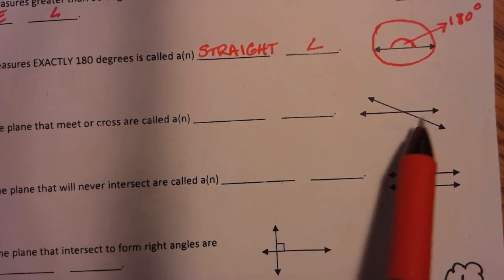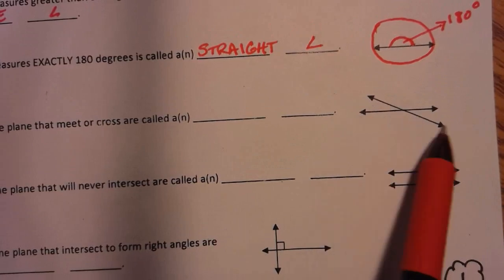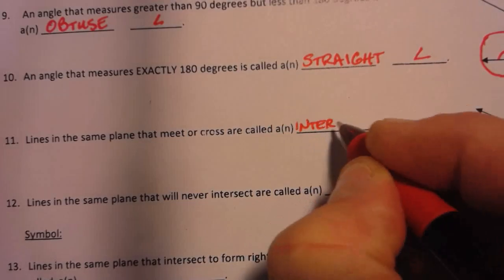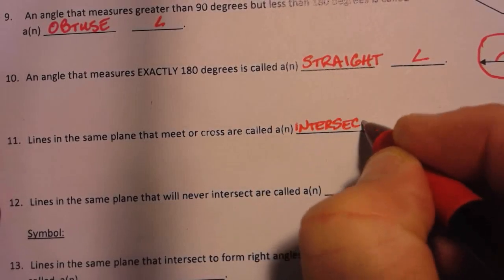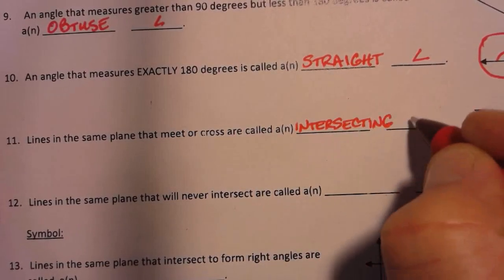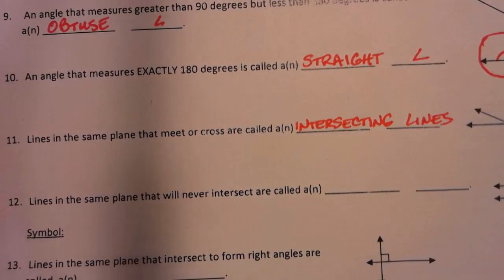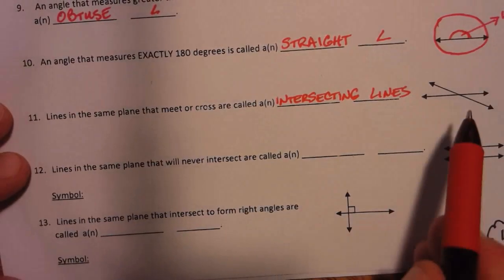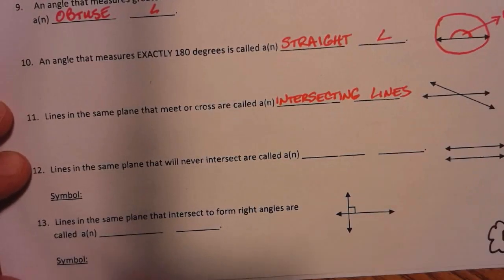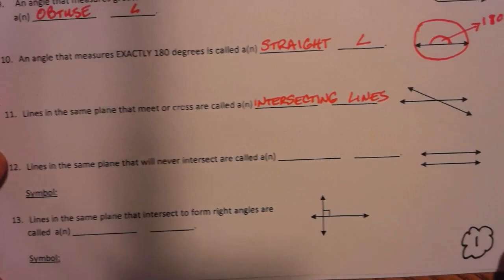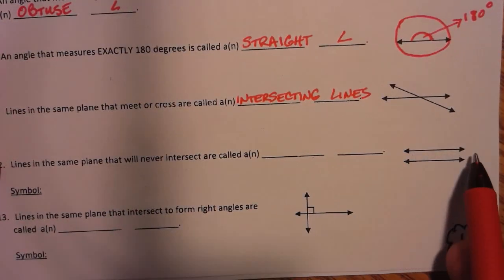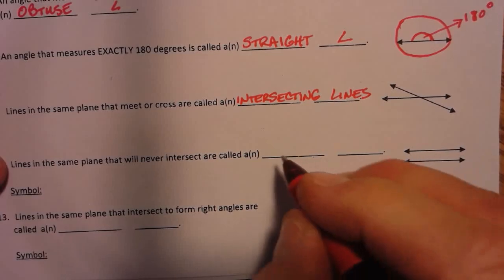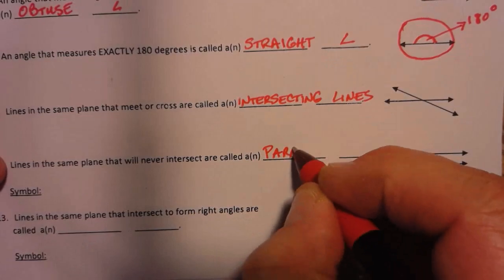If 2 lines are going to cross, not anything special, just crisscross lines, these are called intersecting. So when lines cross, these are called intersecting lines. And I know the spaces don't match up. I copied and pasted. So intersecting lines are lines in the same plane that cross at a point. Lines in the same plane that will never cross, for example, railroad tracks. These lines will never cross. These are called parallel lines.